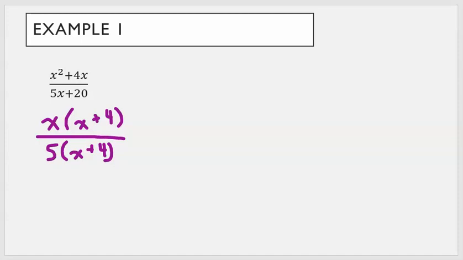After factoring, you want to look for any common factors that you have in the numerator and the denominator. In this case, I see that I have the entire factor x plus 4 in both the top and bottom of my fraction, so those things can cancel out, since these aren't being added or subtracted. When you're multiplying factors, you are able to cancel part of the product out in this case. So my final answer is what I have left, x divided by 5.